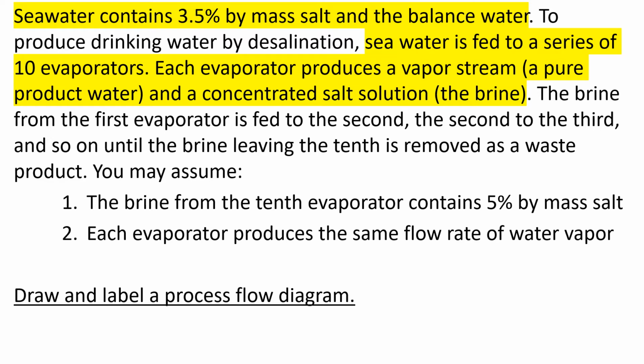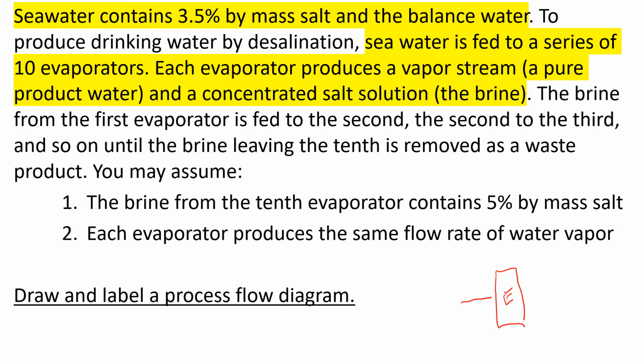We're going to start off with the highlighted statement here and drawing the process flow diagram by reading again that seawater contains 3.5% by mass salt, with the balance water, and seawater is fed to a series of evaporators. I'm going to just consider the first one. In this evaporator, the water is heated, essentially boiled, to produce a vapor stream, which is the pure water, has only water in it, and a brine is produced, a concentrated salt solution. And so what I would recommend is that you would draw an object that looks like an evaporator, like this.